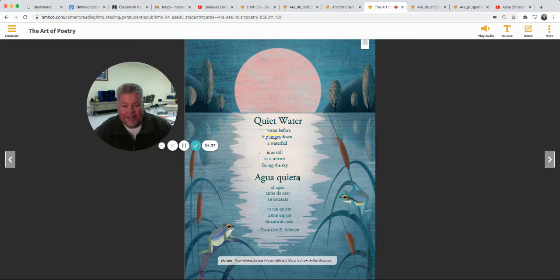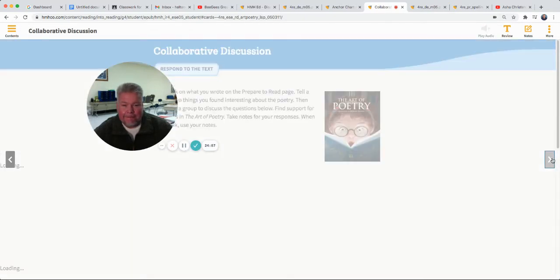And then in Spanish, agua quieta. El agua antes de caer en catarata. En tan quieta como espejo de cara el cielo. It's a beautiful picture, isn't it? Quiet water.